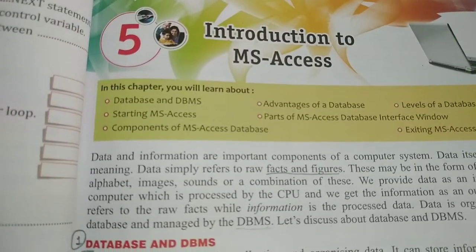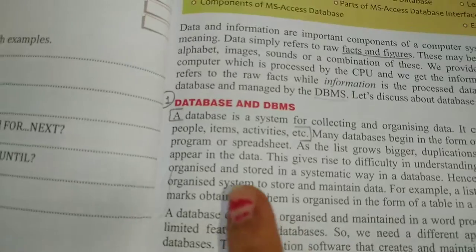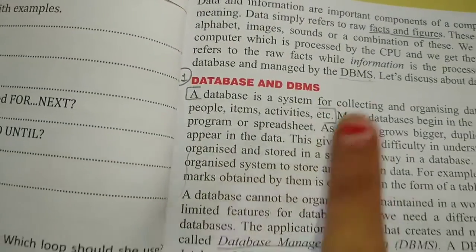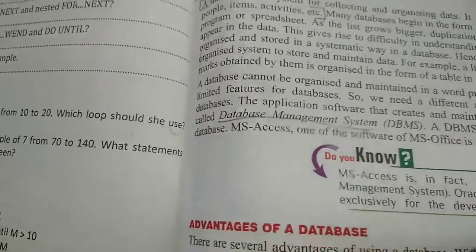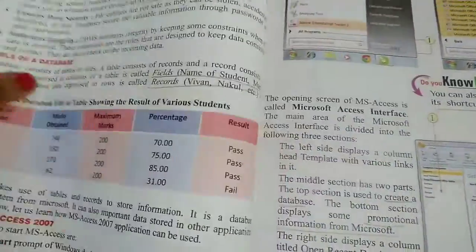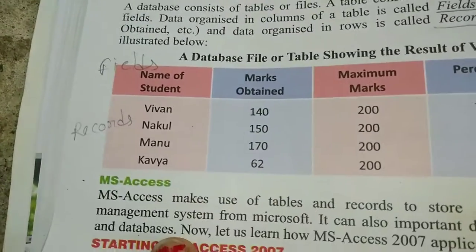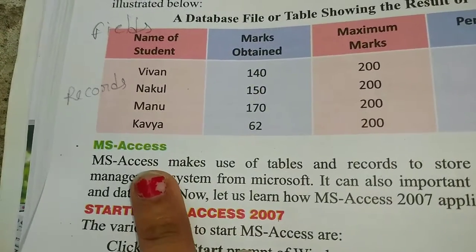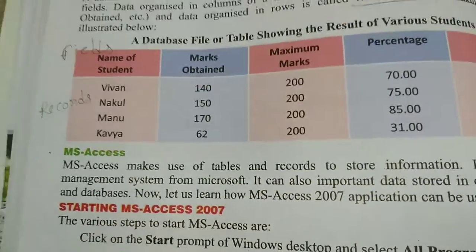Chapter 5: Introduction to MS Access. We have read before about database and DBMS, the advantages of a database, and what is a field and what is a record. Now we are going to understand what MS Access is and how to open MS Access on our computer.